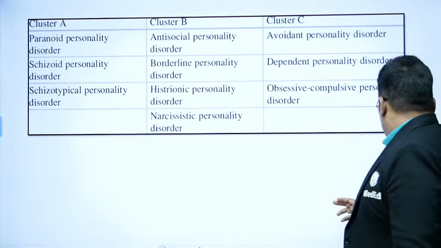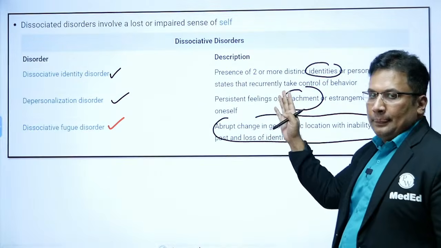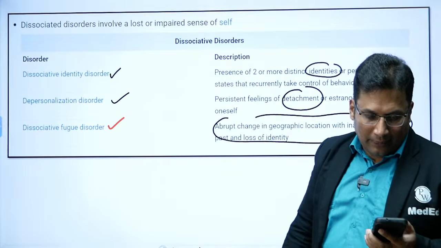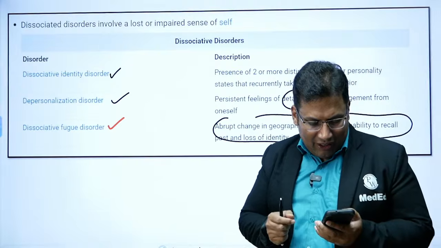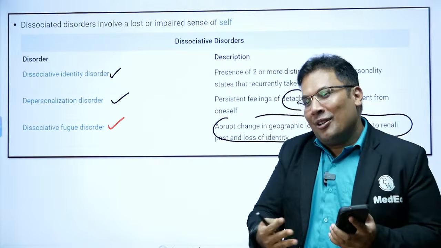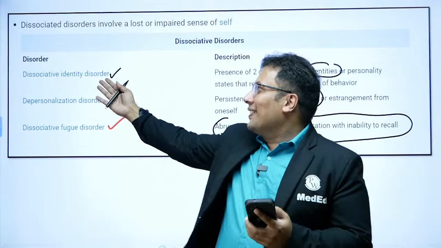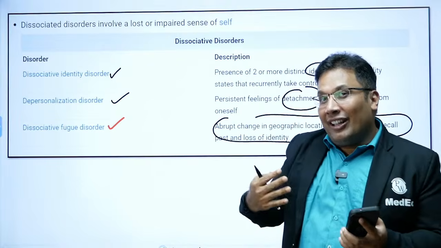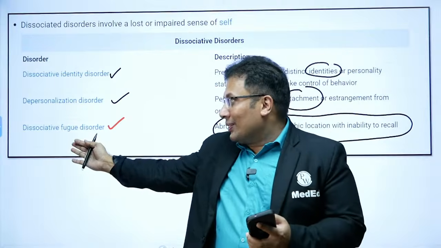Now is it clear, guys? Any doubt in these three? So watching a movie of herself from outside, that is depersonalization. Multiple personality is dissociative identity disorder. Abrupt change in the geographical location with inability to recollect the past things, the past identity, that is dissociative fugue.